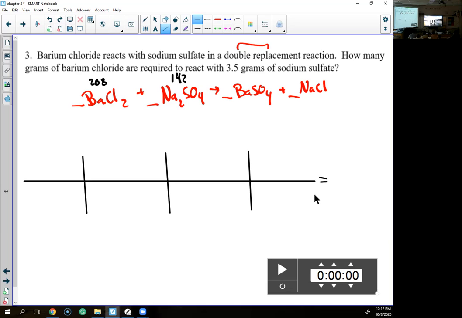Well, OCD kids are going to love this picket fence. Okay, are we ready? Uh-oh.